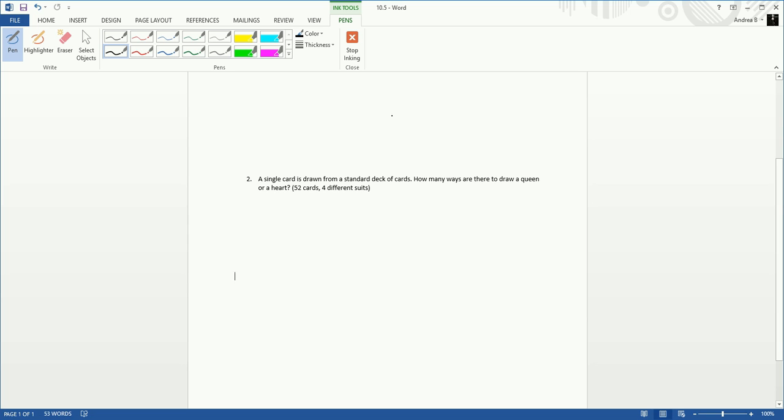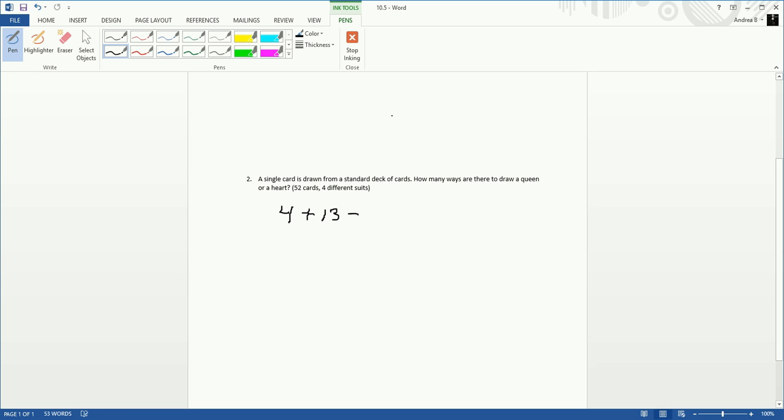So here, if you're drawing a queen, since there's 4 different suits, there's 4 queens. There's 1 for each suit. Plus, and then the hearts, that's one of those 4 suits. So if you do 52 divided by 4, you'd see that there are 13 of each of those suits.